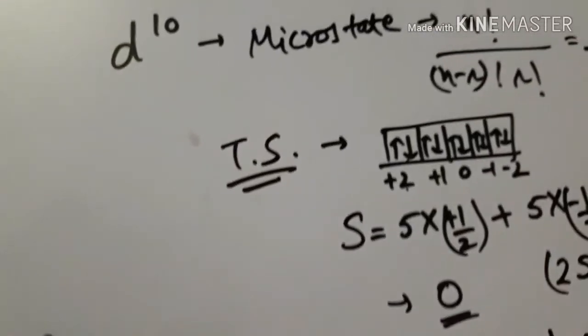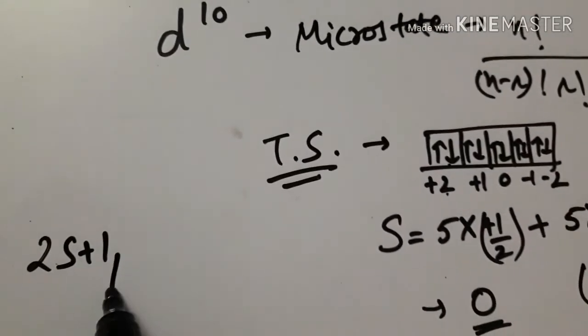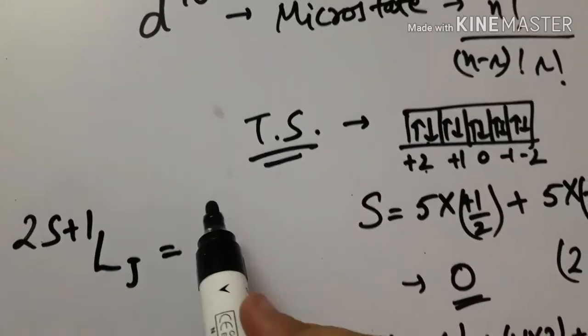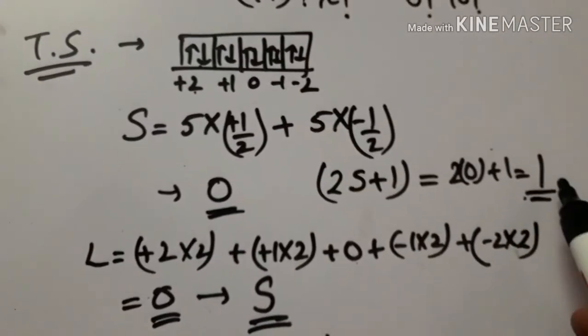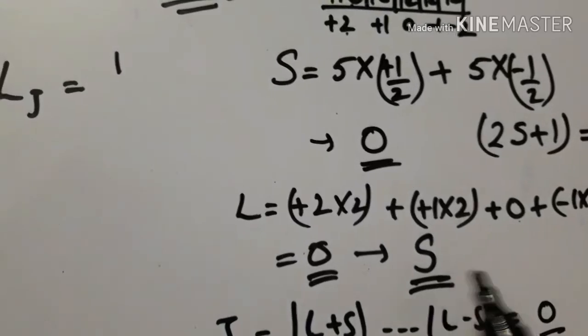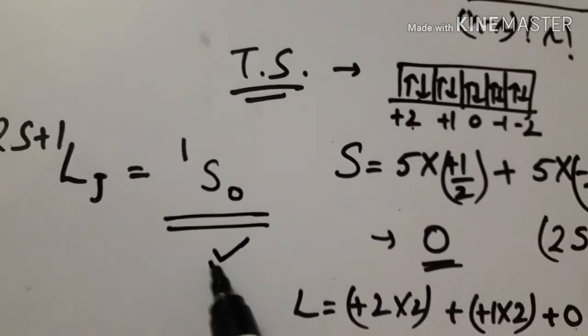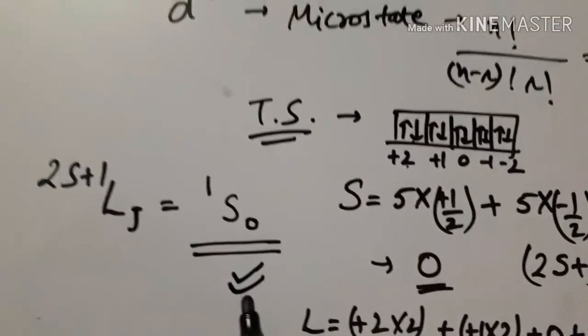Now the term symbol for D10 can be written as 2S plus 1, L and J. That is 2S plus 1 is 1. So 1 and L is S. So S and 0. So this is the representation of term symbol for D10.